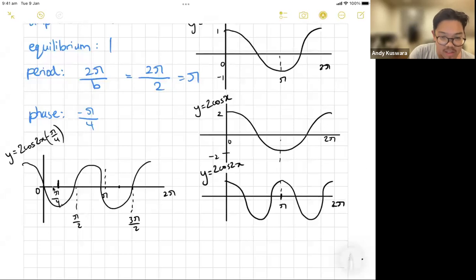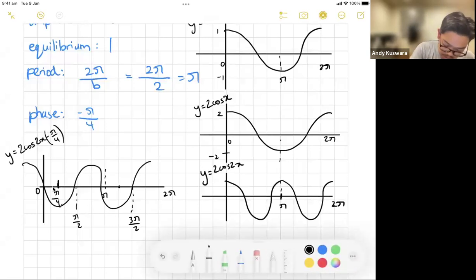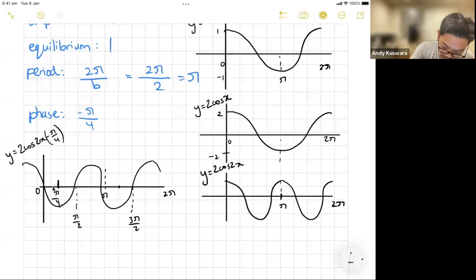Okay, so now we've just lined it up and we've shifted the whole graph back pi on 4. Okay, now what we'll need to do, if we're asked to draw it between 0 and 2 pi, is just finish that off until we hit 2 pi. And that will be our new graph.